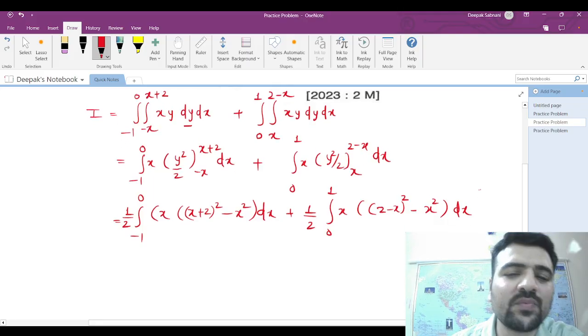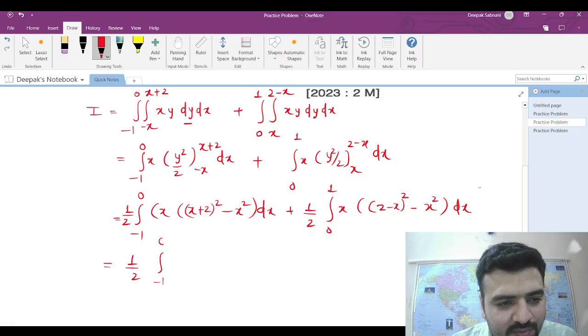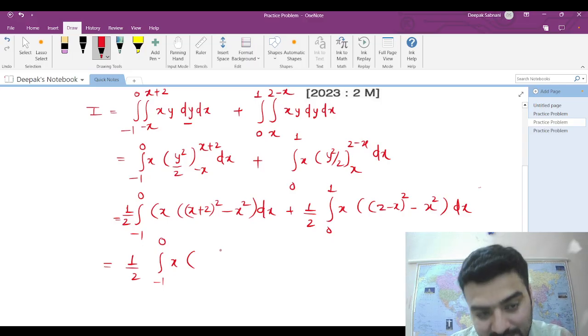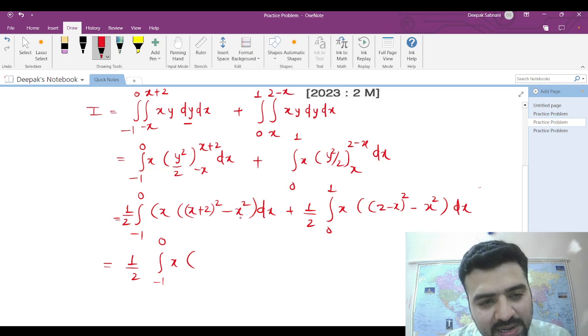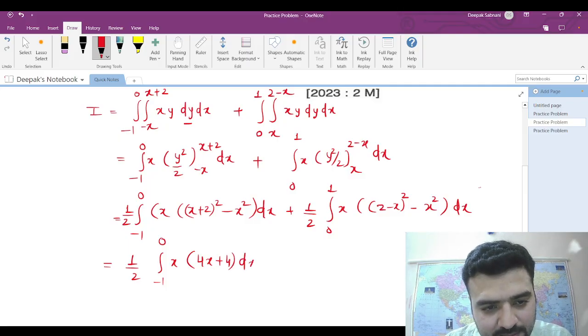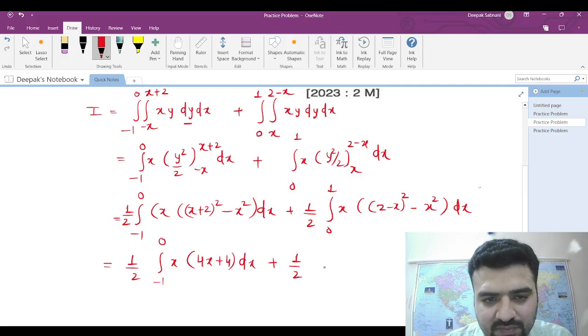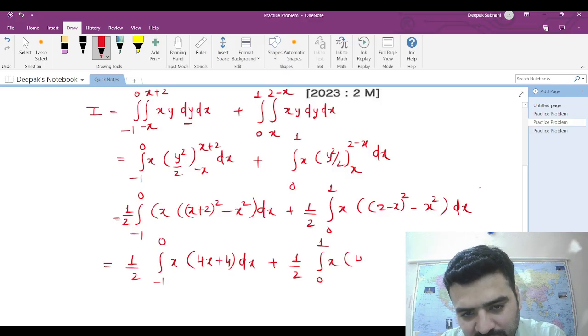Now it is a simple one-dimensional integration. Everyone can solve this. This is half, minus 1 to 0, x. So step by step I'm solving, because you should be able to understand this. That is the motive. x square plus 4x plus 4 minus x square. So you'll get 4x plus 4, dx, plus half, 0 to 1, x, this is 4 plus x square minus 4x minus x square. Minus x square and x square cancel out. So here you will get 4 minus 4x.